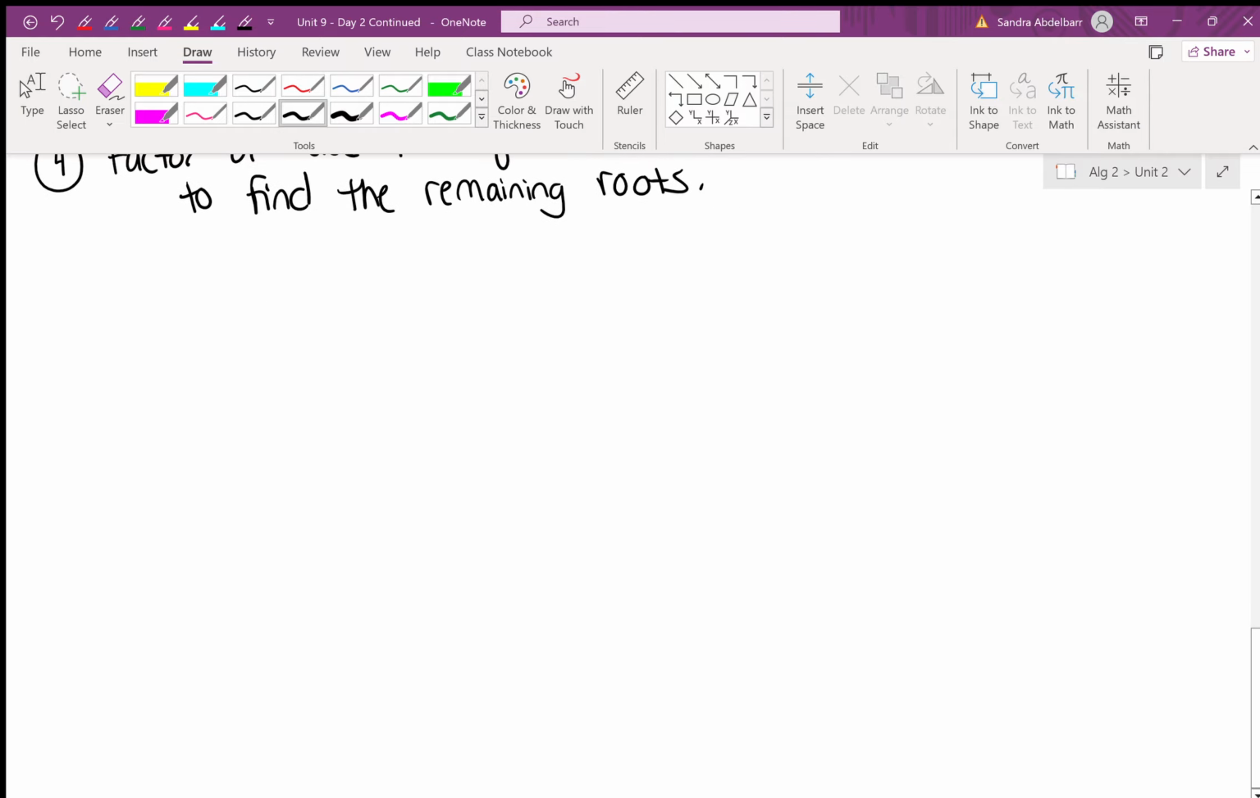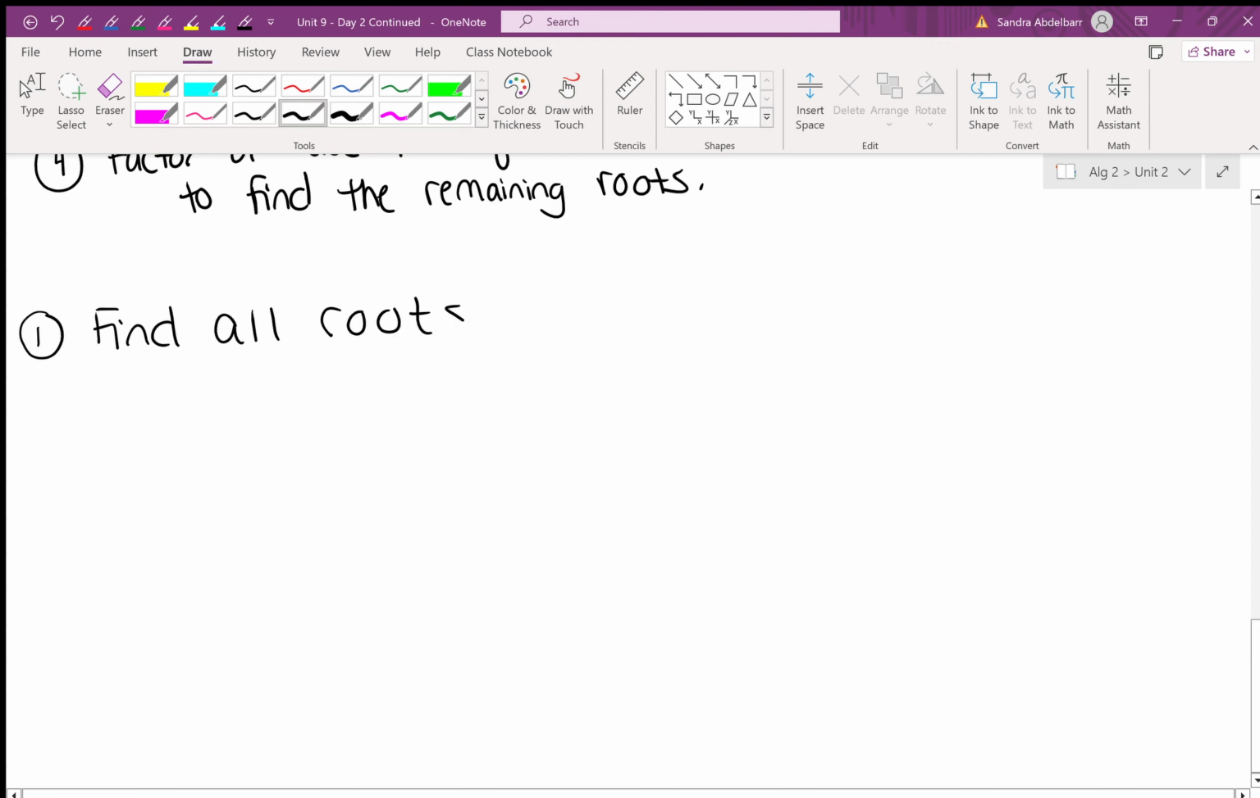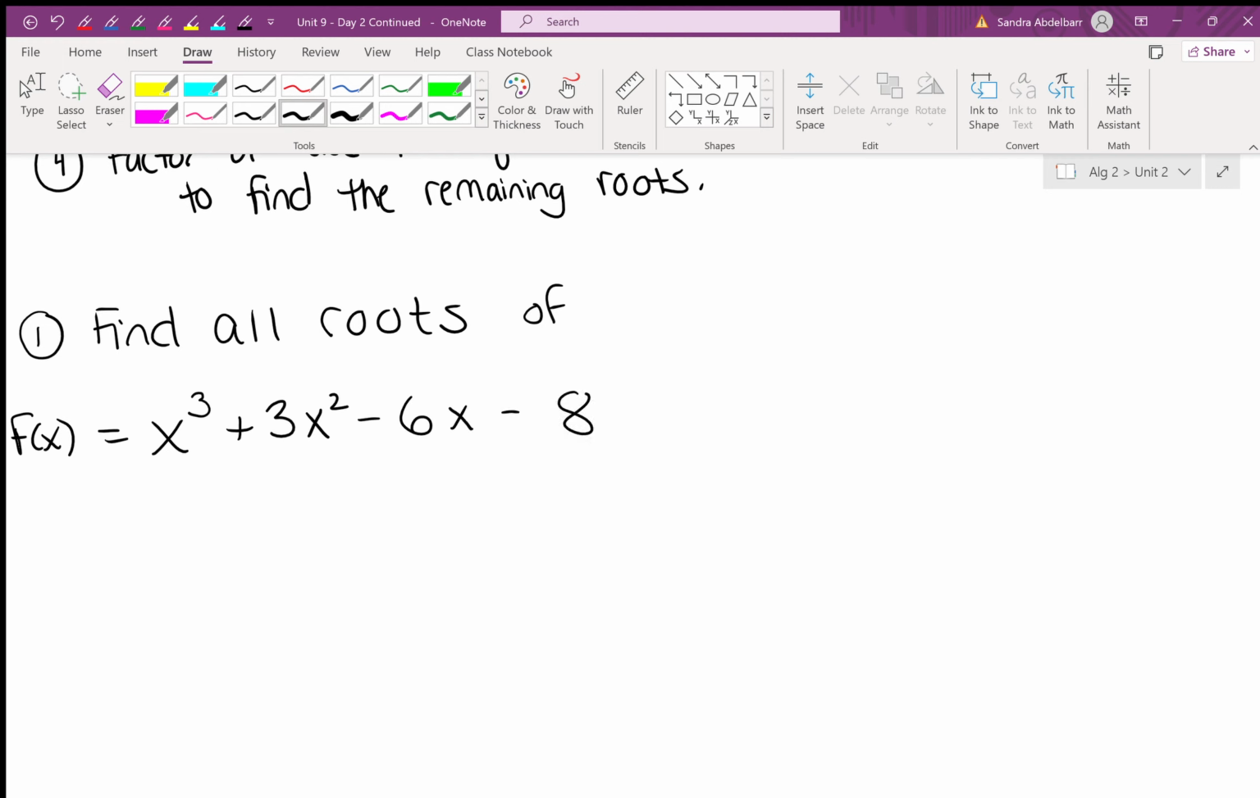So, I'll start off kind. I'll just give us a degree of 3. I want us to find all roots of f of x equals x cubed plus 3x squared minus 6x minus 8.